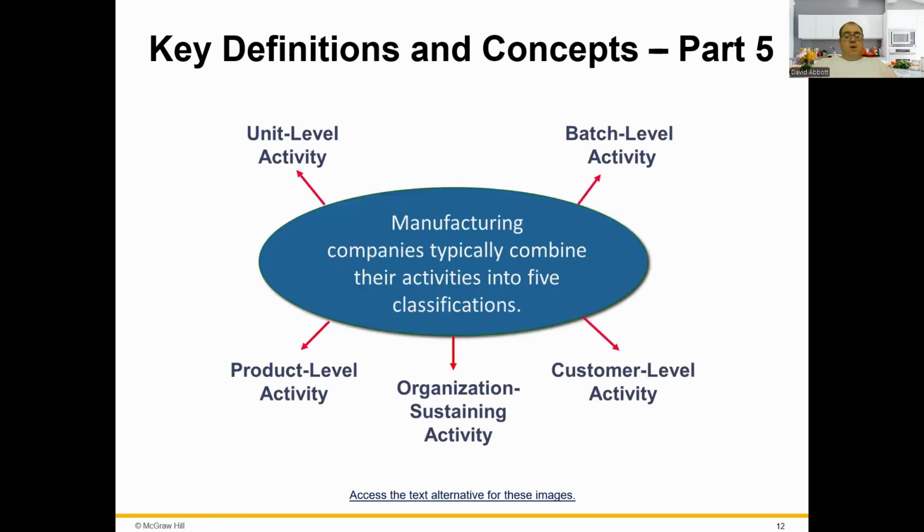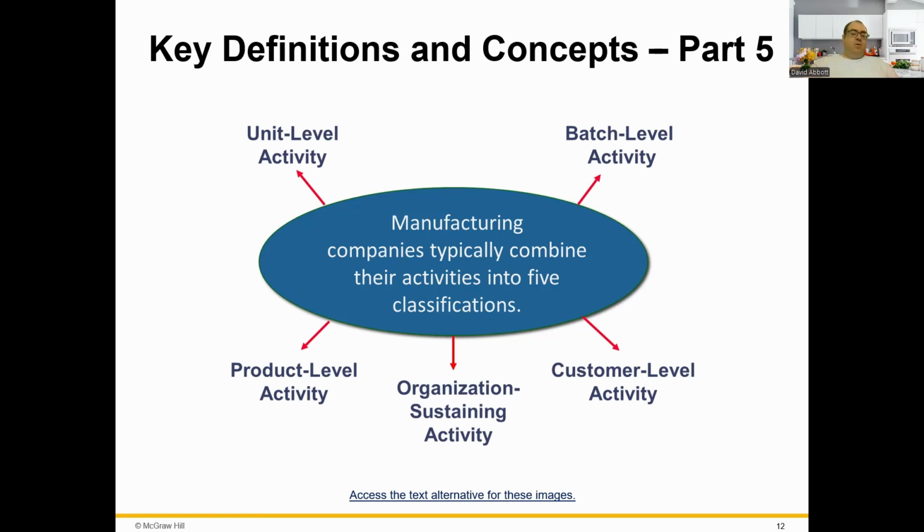So the unit level activities are performed each time a unit is produced. For example, providing power to run processing equipment would be a unit level activity. Batch level activities are performed each time a batch is handled or processed, regardless of how many units are in the batch.